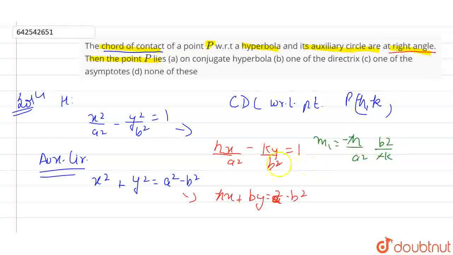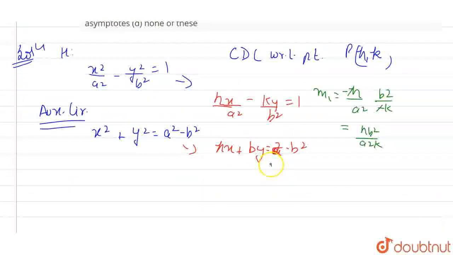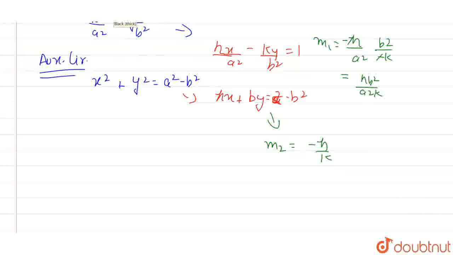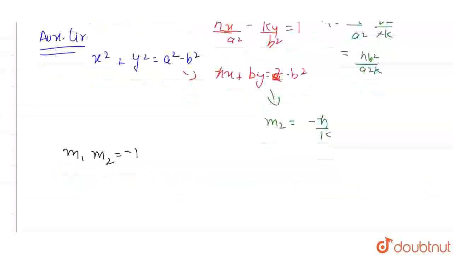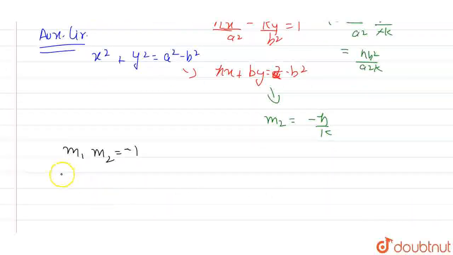So this will cancel out. How can we find the slope? If I write this equation in the generalized form y equals mx plus c, m1 will come out as h b square by a square k. Similarly, for the other chord of contact, this is my m2, and this will become minus h by k. Now we know that the product of their slopes is minus 1, because they are perpendicular to each other. So if I put the values of m1 and m2 here, I'll get h b square by a square k with the product of minus h by k. This will become minus minus cancel out with this one minus 1.